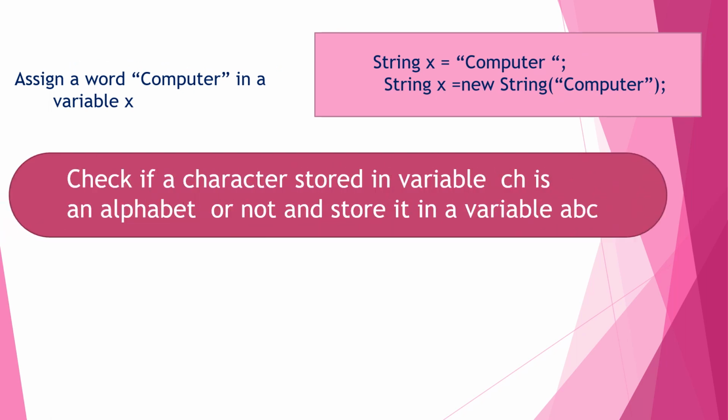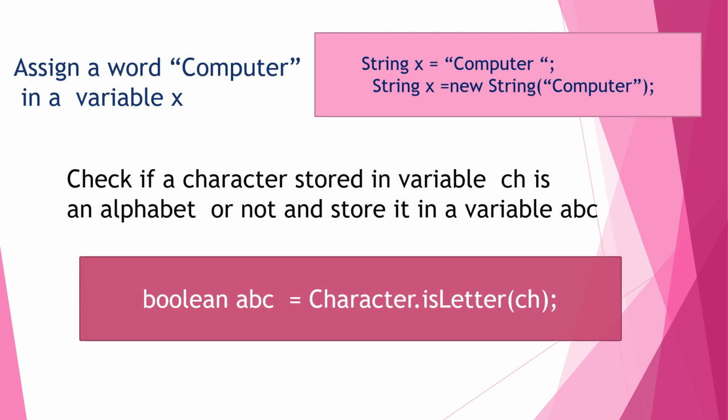And now the next question: check if a character stored in the variable ch is an alphabet or not, and store it in the variable abc. So here we have to check, the Character function is there. Whenever we are doing a function on a character, we have to use the Character function, and since it is checking, the answer will be in boolean. So the answer is boolean abc. The variable name is given. Keep in mind, in the question, if the variable name is given, don't change the variable name. Half to 1 marks can go.